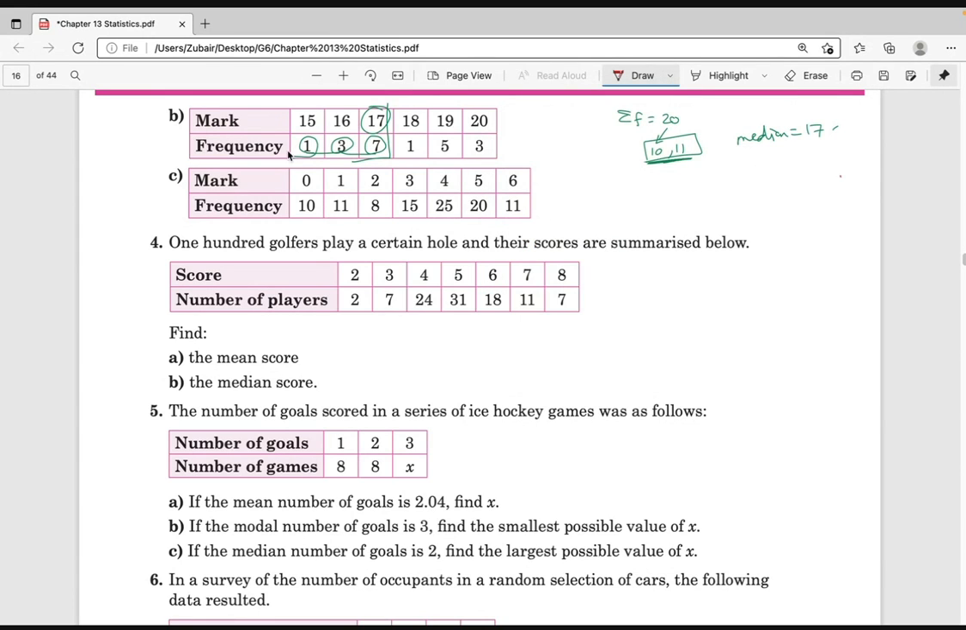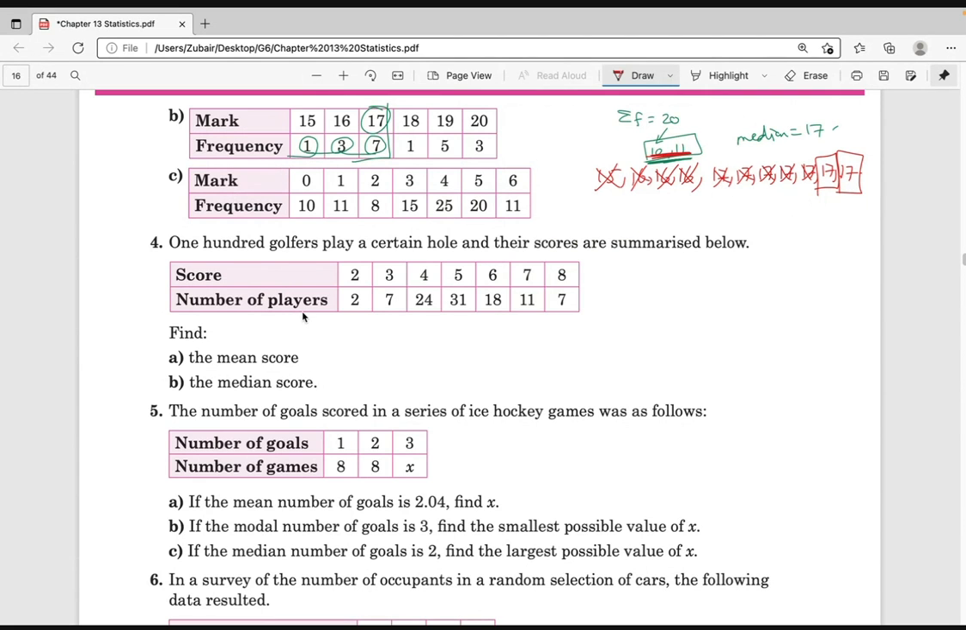If I just write them as raw data, I may write 15, 16, 16, 16, and then I'm writing 17 7 times. 2, 3, 4, 5, 6, 7. So what are we basically doing? We are reaching the 10th and 11th number. 1, 2, 3, 4, 5, 6, 7, 8, 9. This is the 10th number and this is the 11th number. So both are the same. So our median is 17.